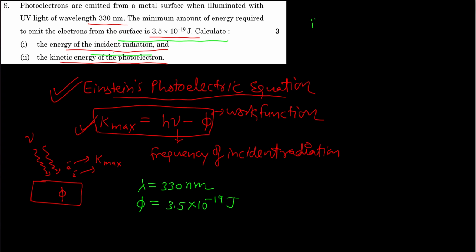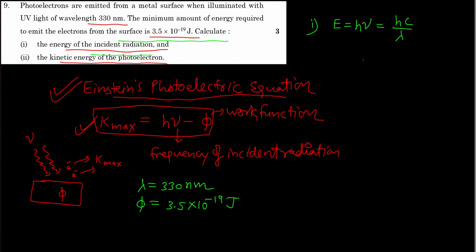So let's do the first part first: the energy of the incident radiation. Incident radiation is an electromagnetic wave, it is light, so its energy will be given by the energy of a photon. This photoelectric effect is a very important experiment that proves the particle nature of light. That particle we call a photon or quantum, and the energy of a photon is equal to h nu, or since nu is equal to c upon lambda, you can write it in terms of wavelength also, as hc upon lambda. This is the energy of a single photon.